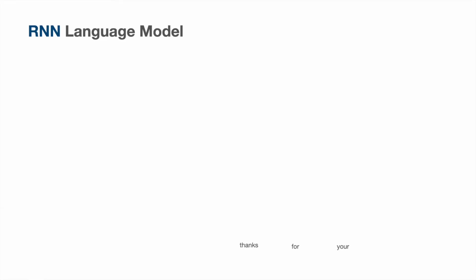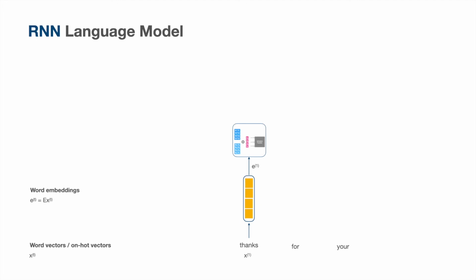Let's say we have a sentence, "thanks for your". Let's call "thanks" x of 1. We can represent this as word vectors or one-hot vectors. We can feed this into a word embedding layer. Let's call the output e of 1. Pass it to a neuron with the weights Wh and We. For the initial state, we would need random weights. Let's call it h0, and this would produce the output h1.